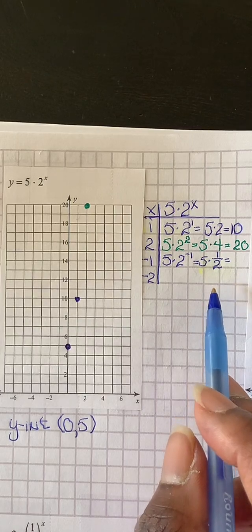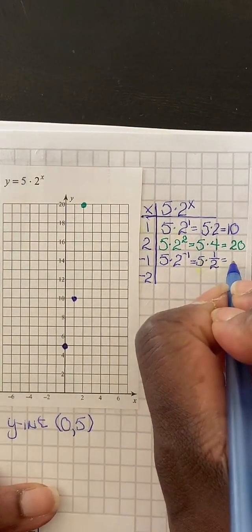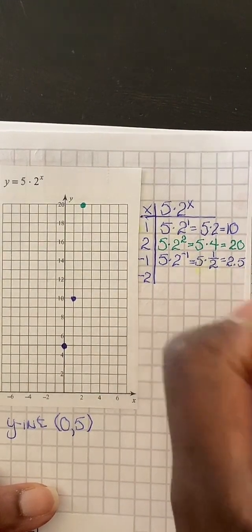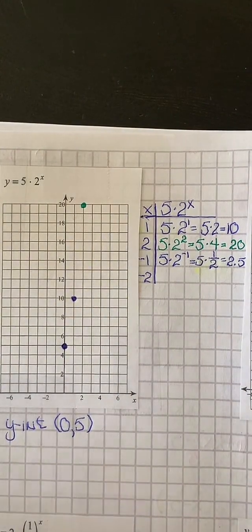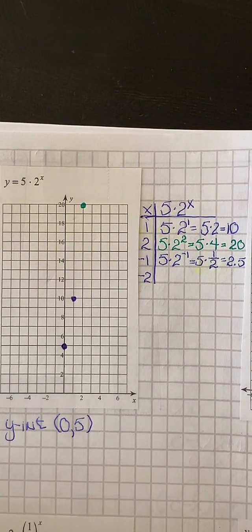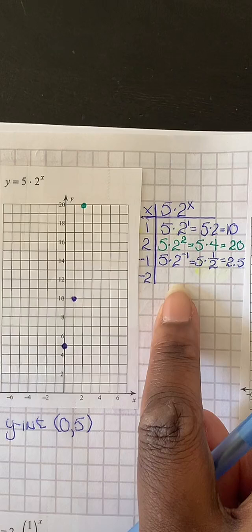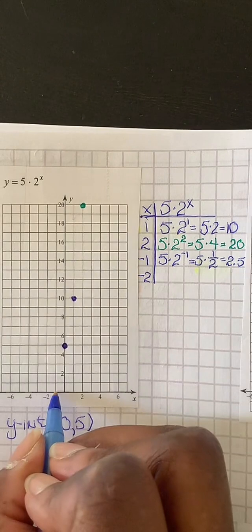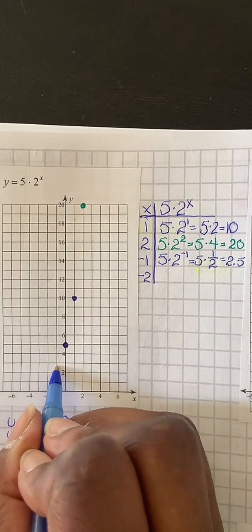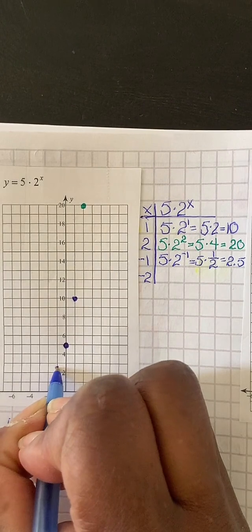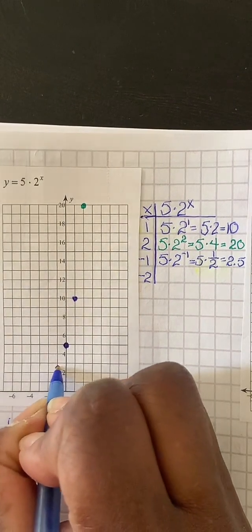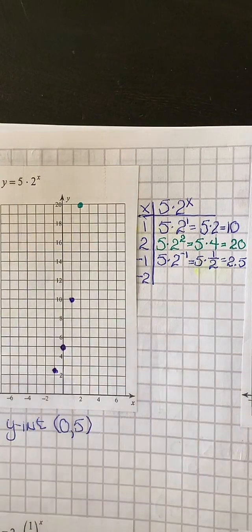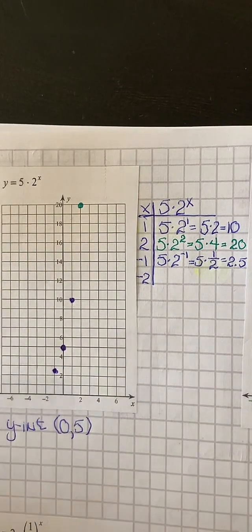But I know a lot of us like decimals. So 5/2 is equivalent to 2.5. Half of a $5 bill is $2.50. So the next point that we have is negative 1 and positive 2.5. So here's negative 1, here's 2, here's 2.5. Okay, I feel like I need to go back to school to draw circles.